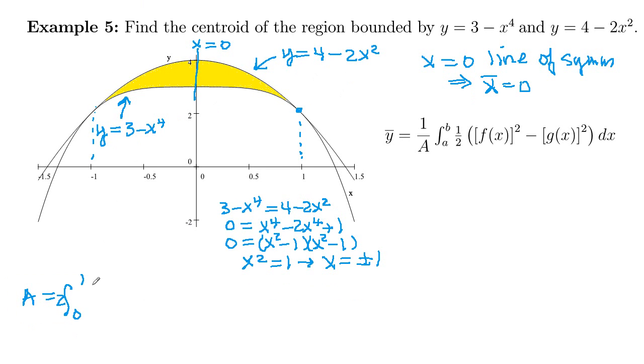So top minus bottom, so this will be 4 minus 2x squared, and then minus our 3 minus x to the fourth dx. And that's going to equal 2 integral 0 to 1. And again, we're going to have a positive x to the fourth and a negative 3. So this is the same subtraction that we did here when we brought things over on the right-hand side. So x to the fourth minus 2x, oh, that should be a square right there, minus 2x squared plus 1.